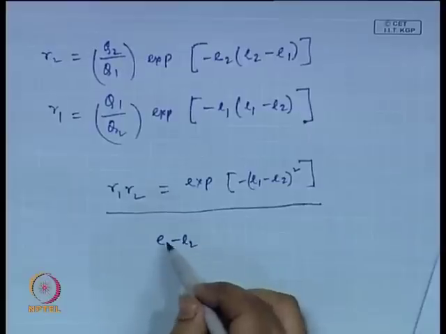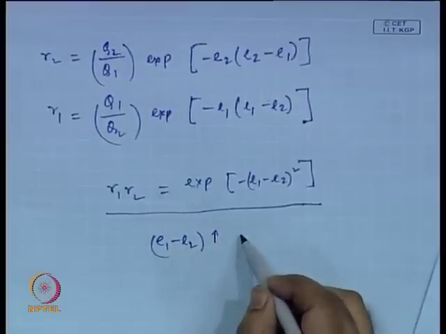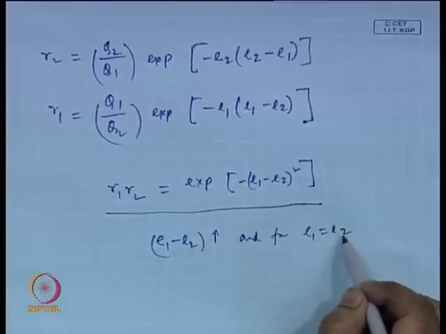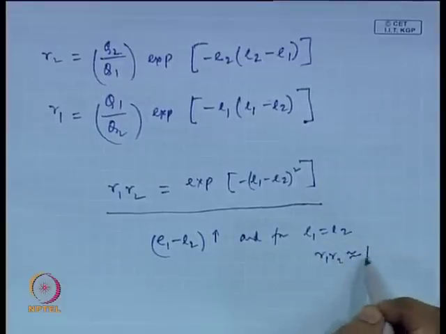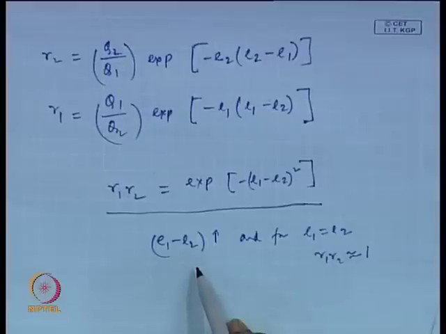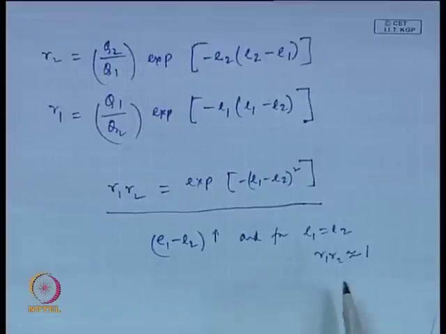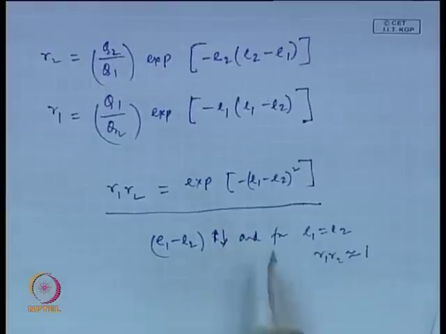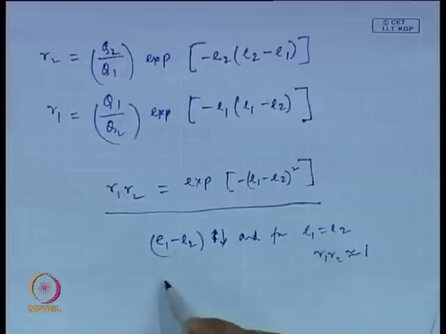So, if E1 minus E2 goes up, then it will be an extreme. For say E1 equal to E2, we will get R1R2 close to 1, which will give ideal copolymerization as we expect. And if this goes down, so they are equal, then you get this. If they are different, then R1R2 will be closer to 0, producing an alternating copolymer, which is in sync with our understanding, whatever we have discussed till now.